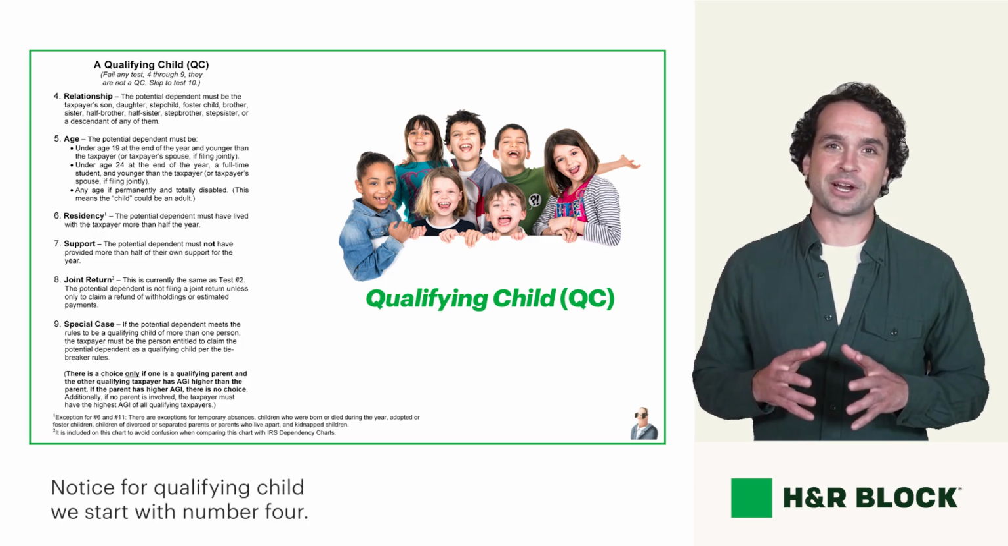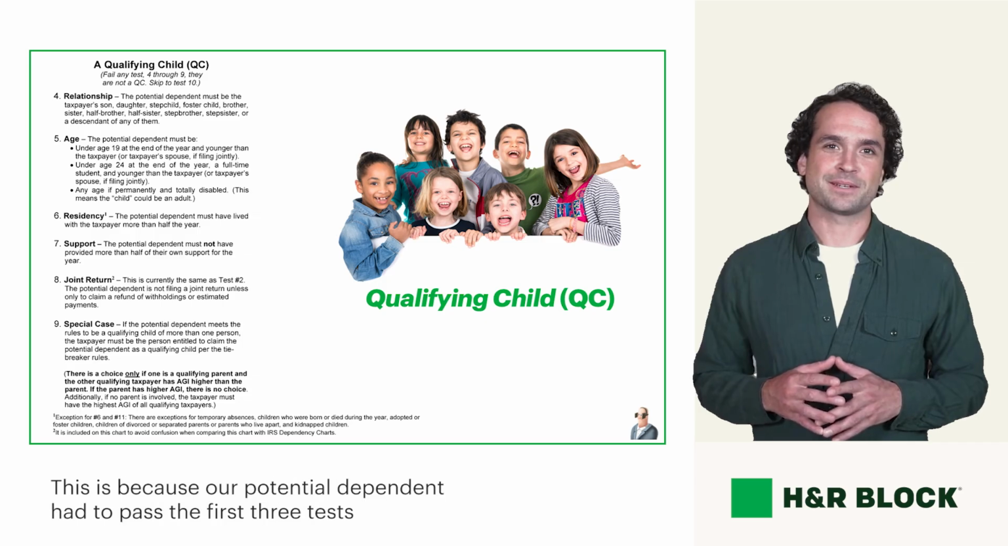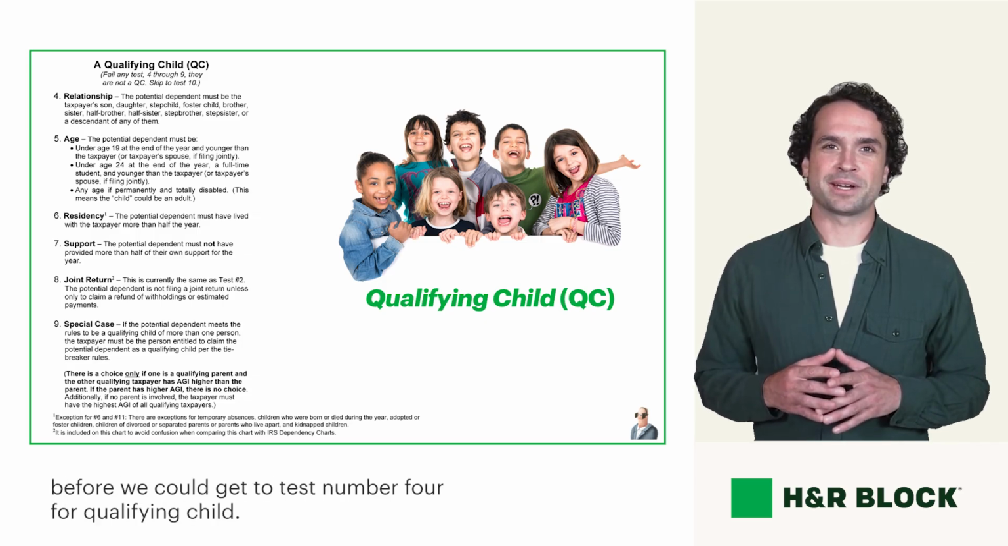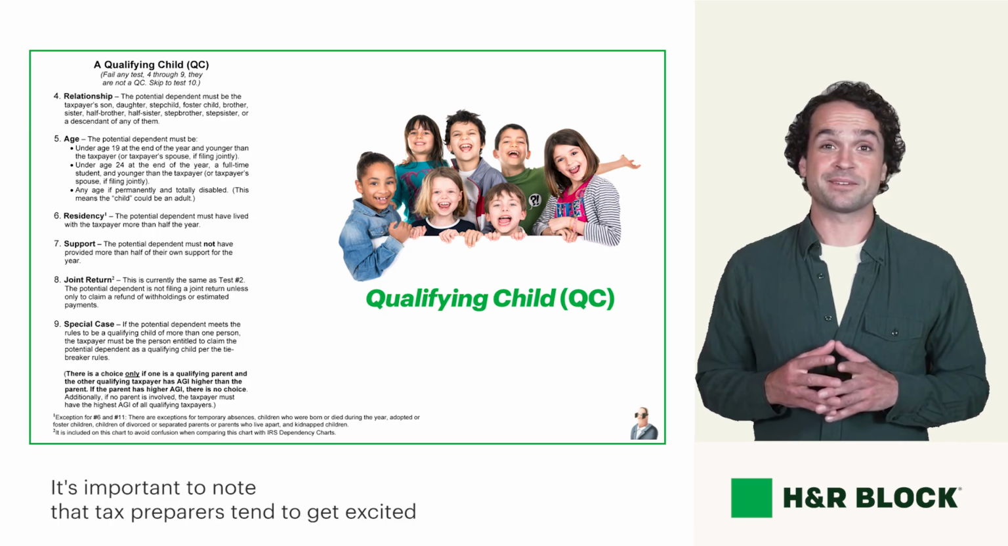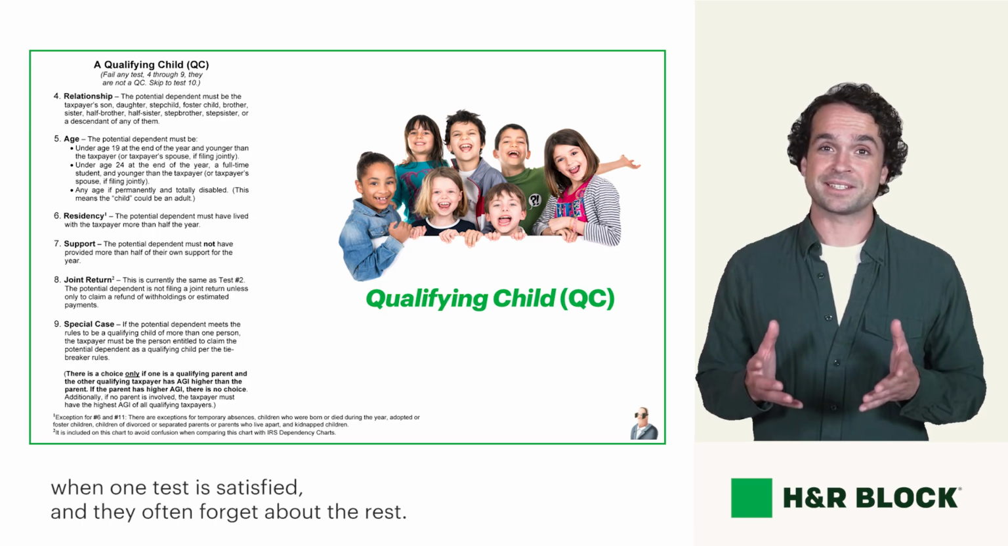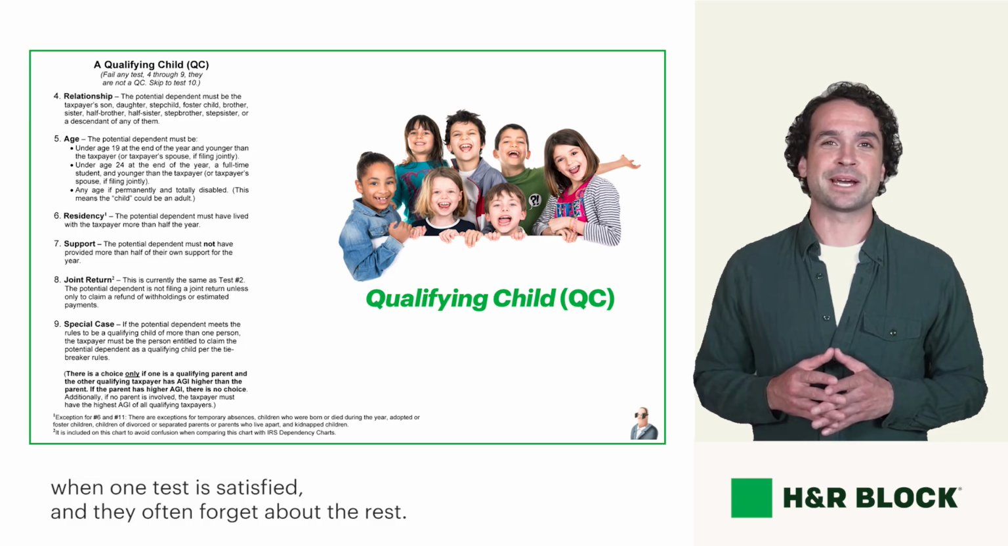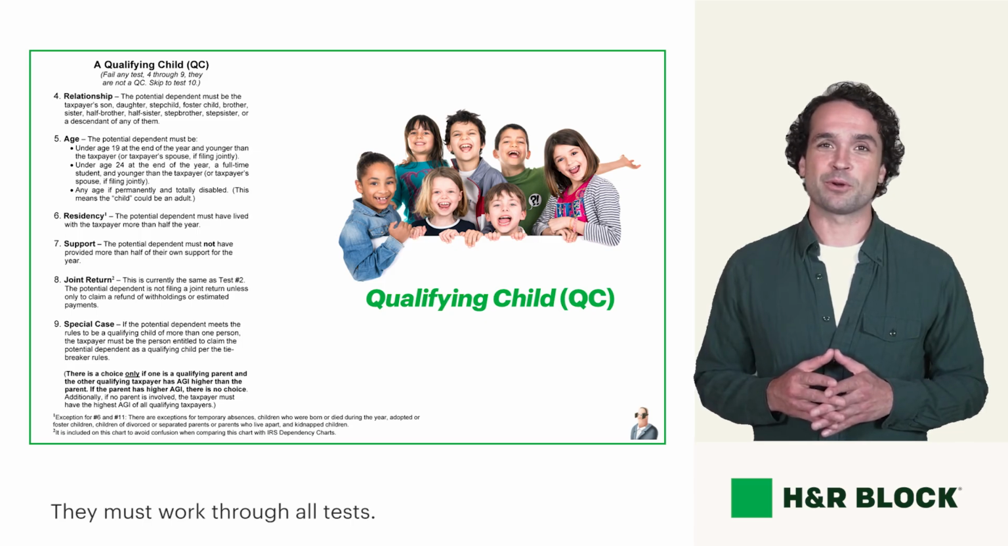Notice for qualifying child, we start with number 4. This is because our potential dependent had to pass the first 3 tests before we could get to test number 4 for qualifying child. It's important to note that tax preparers tend to get excited when one test is satisfied, and they often forget about the rest. They must work through all tests.